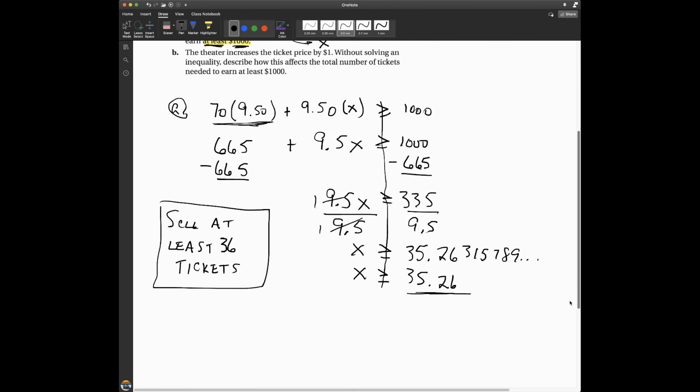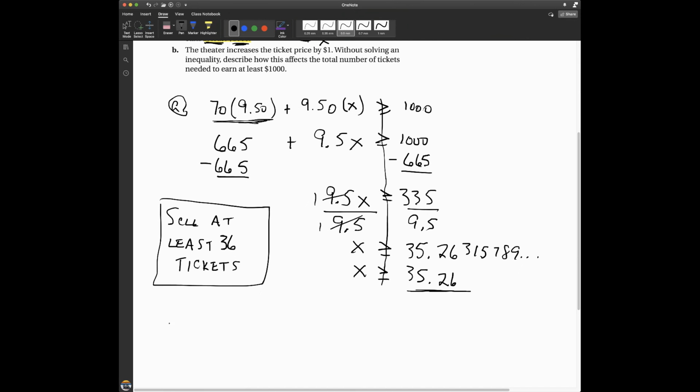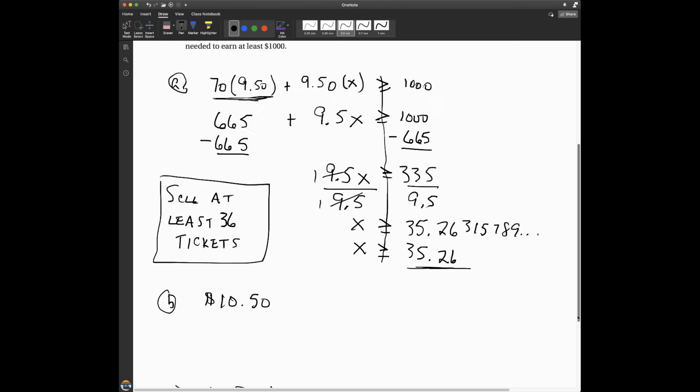Okay, let's look at part B. The theater increases the ticket price by $1. So now instead of $9.50, the tickets cost $10.50. Without solving an inequality, describe how this affects the total number of tickets needed to earn at least $1,000. So I can write this inequality again.